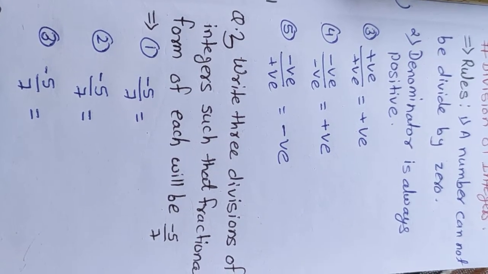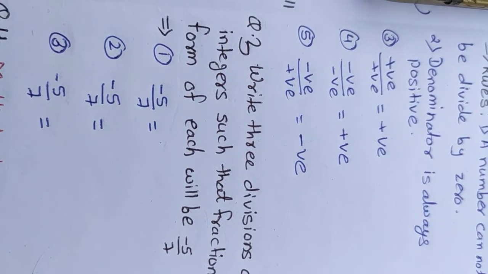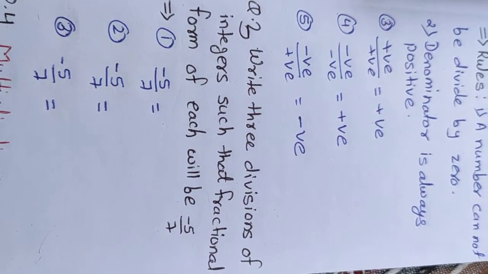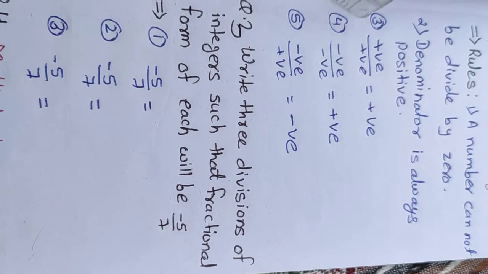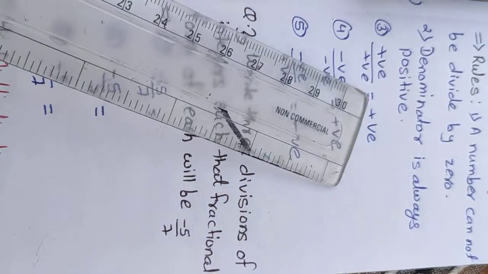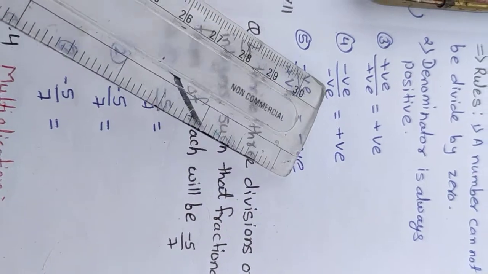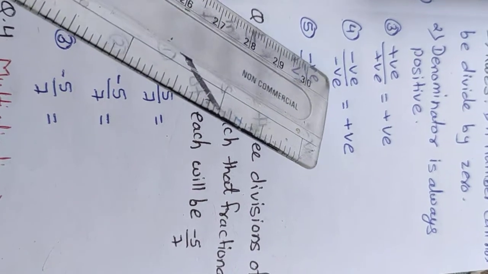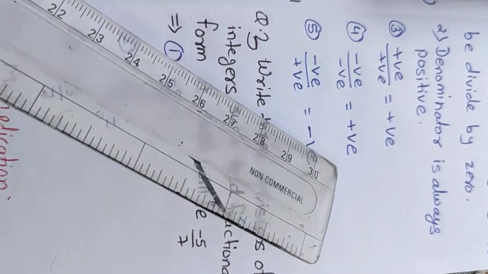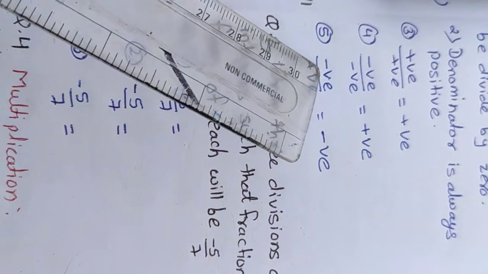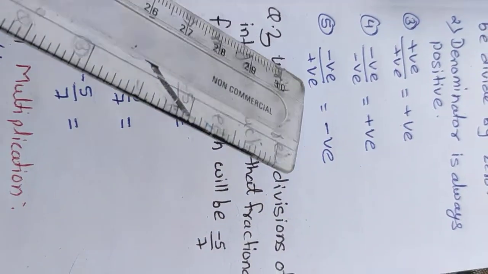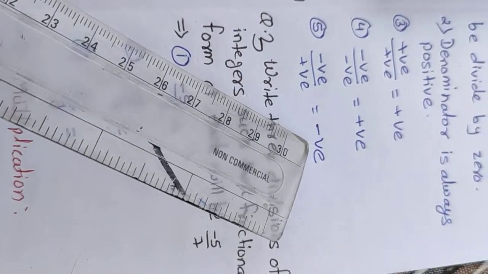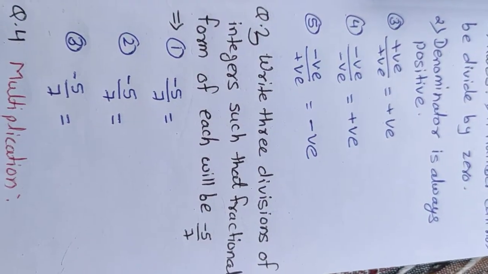Second one, denominator is always a positive. Third one, if a positive number is divided by a positive number, the answer will always be a positive. Fourth one, if a negative number is divided by a negative number, like -5 divided by -5, the answer becomes a plus. Next and last, if a negative number is divided by a positive number, the answer comes in a negative, like -10 divided by 2, so the answer will become -5.